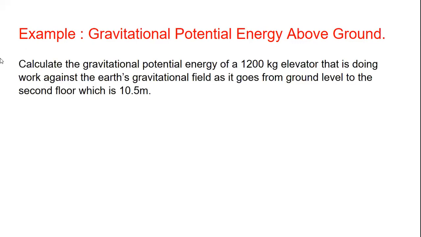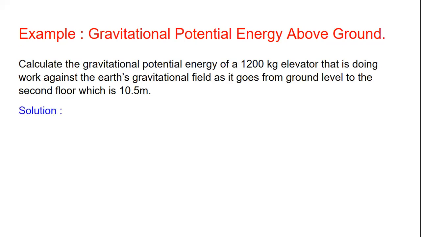Calculate the gravitational potential energy of a 1,200 kilogram elevator that's doing work against the Earth's gravitational field as it goes from ground level to the second floor, which is 10.5 meters. Attempt the question and then play the video to see your answer.